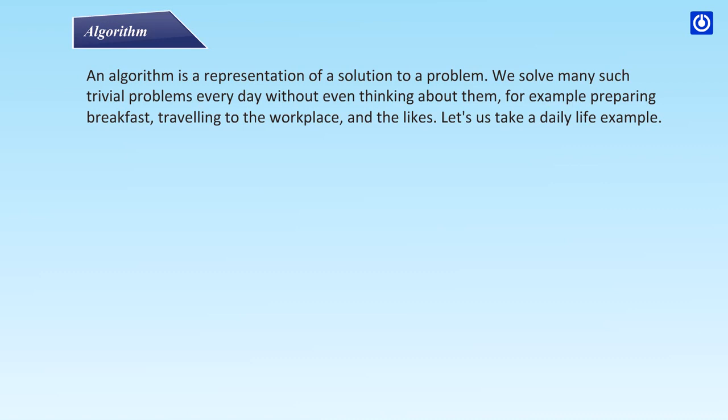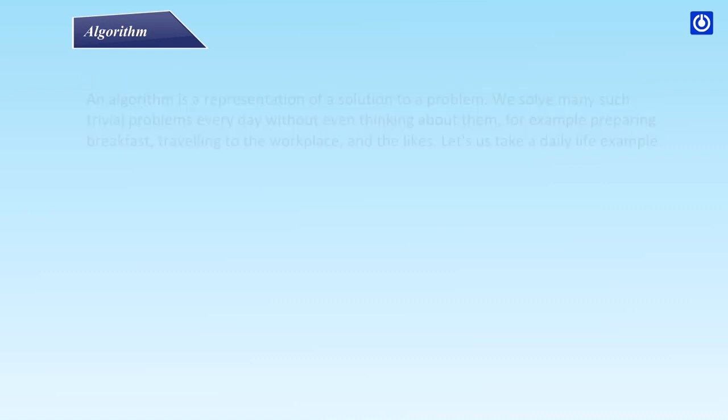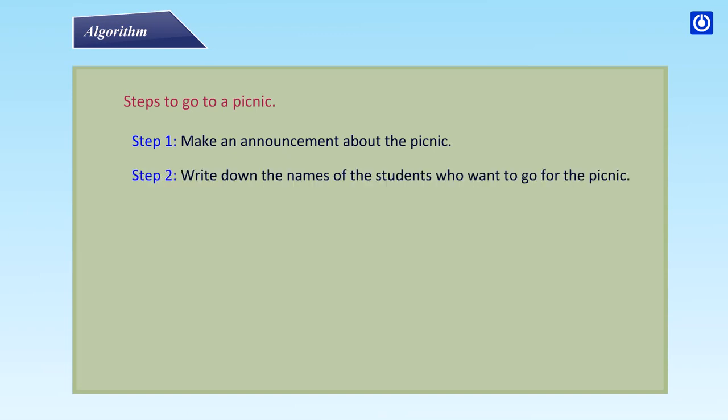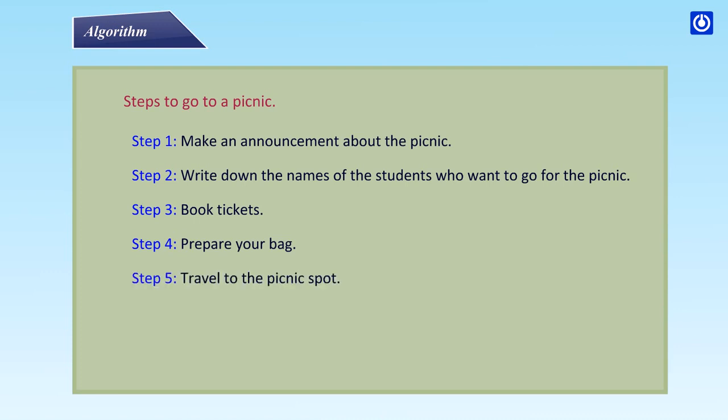Let us take a daily life example. Steps to go to a picnic. Step 1. Make an announcement about the picnic. Step 2. Write down the names of the students who want to go for the picnic. Step 3. Book tickets. Step 4. Prepare your bag. Step 5. Travel to the picnic spot. Step 6. Enjoy the picnic. Step 7. Return back to home.